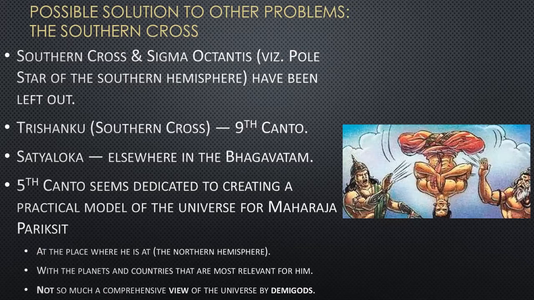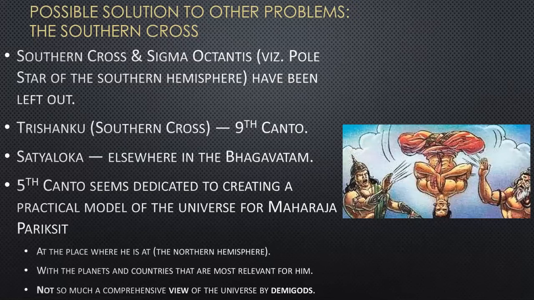Well, somebody could say the Southern Cross is referred to in the 9th canto with the whole story of Trishanku. I will not go into the story of Trishanku because we're running out of time, but that's in the 9th canto. And you could also say Satyaloka, or the planet of Lord Brahma, is also explained elsewhere in the Bhagavatam.